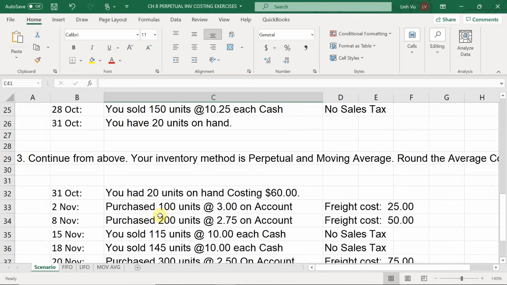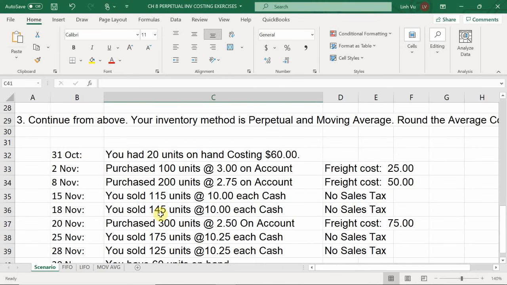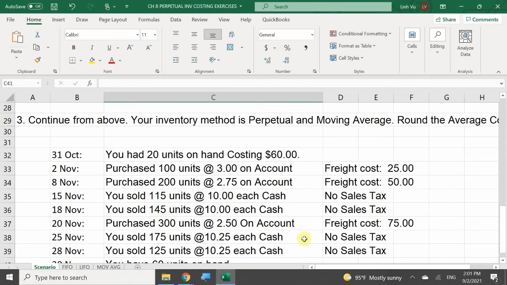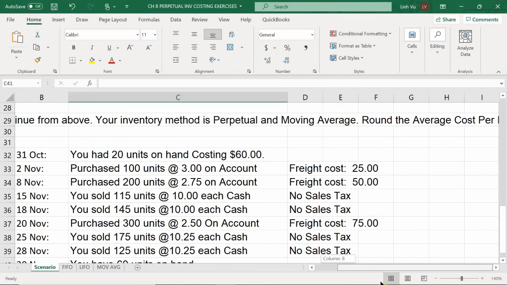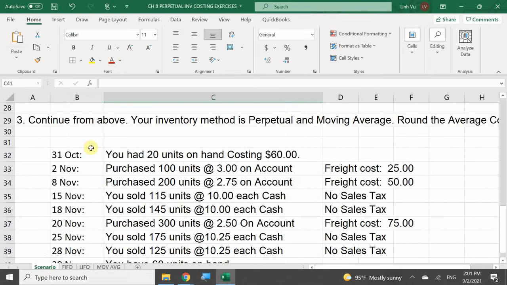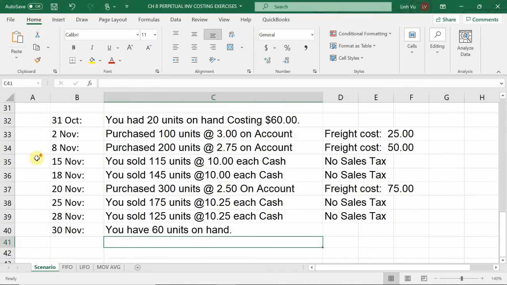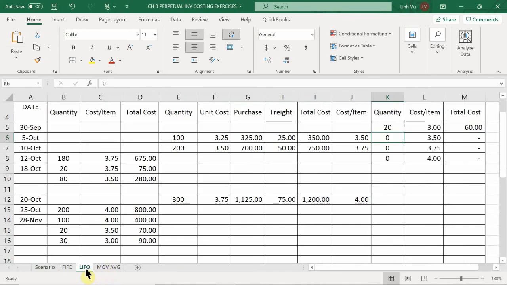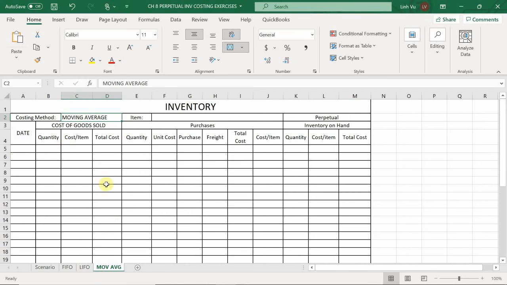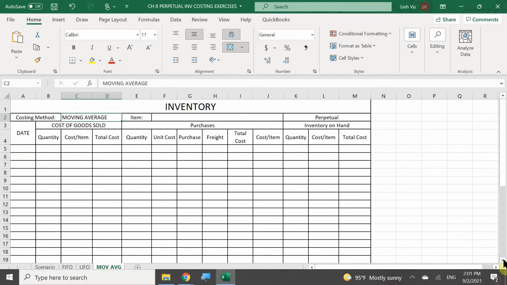Last section here, step 3 says continue from above. Your inventory method is perpetual and it's moving average. Round the average cost to the nearest penny. Now in this case, we have beginning inventory, because on October 31st you should have 20 items available at $60, which is correct because that's exactly what we were left with in LIFO. So we're going to carry that information over into our new inventory worksheet.